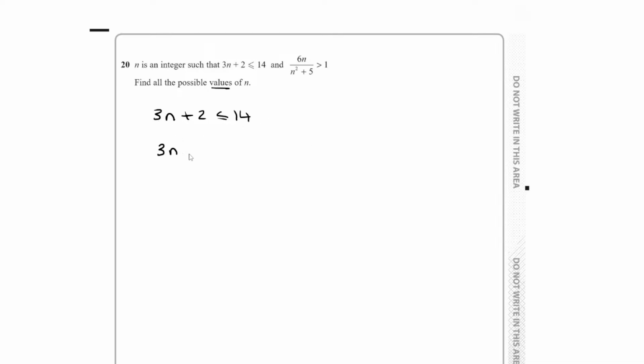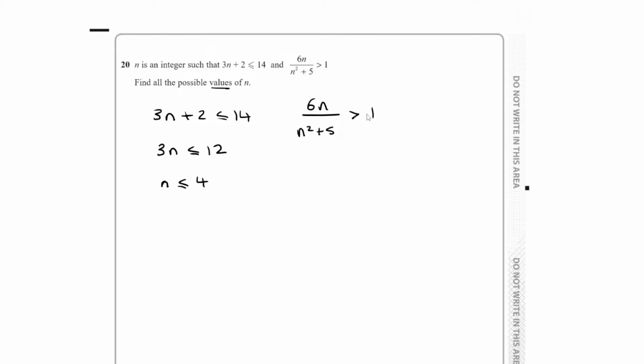So I would take away the 2 first and then divide by 3. So that's that one. n is less than or equal to 4. And then this one is a quadratic, but therefore, when we solve quadratics, we obviously need to have everything on one side, 0 on the other. So we're going to have to rearrange this one.